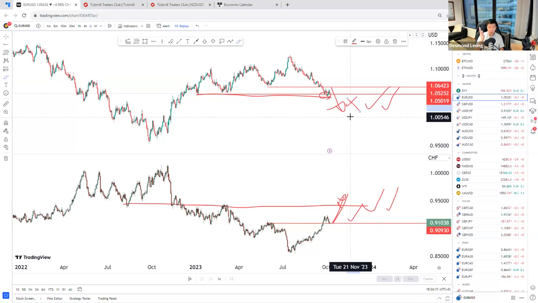But if one looks like it's breaking out but the other one is not, then you'll be saying, hey, wait a whole second, something is a little bit tricky. It might not be correct. One would be wrong. So that is the part where you use correlation to say, all right, maybe I don't play this breakout, because it can be a fake out, okay?